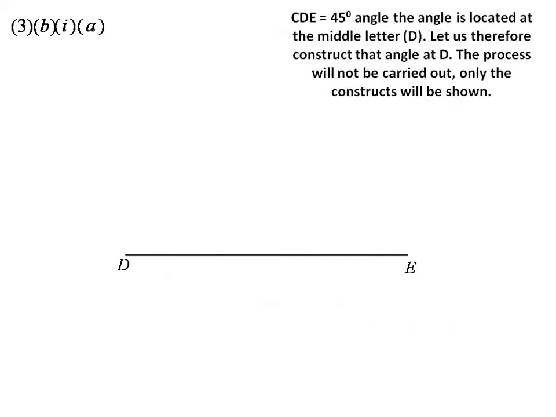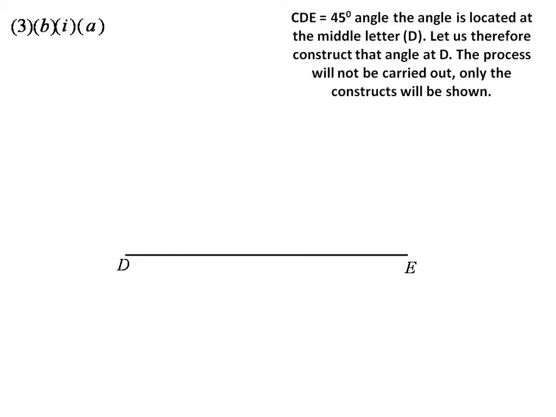Angle CDE is 45 degrees. So this angle, CDE, should be located at the middle letter, therefore it should be located at D. So the 45 degrees angle is located at the middle letter, which is D. So let us therefore construct that angle at D.